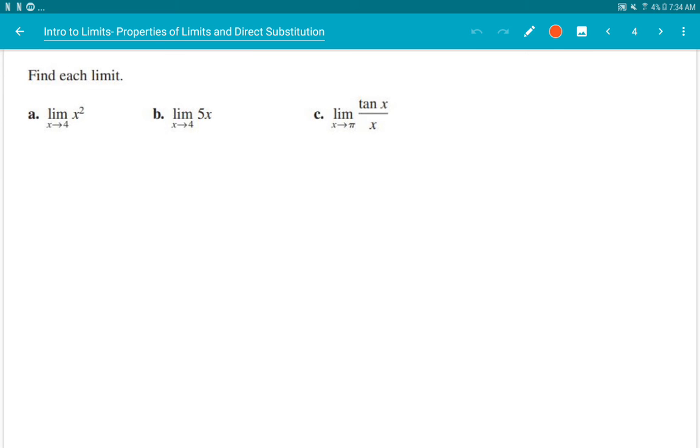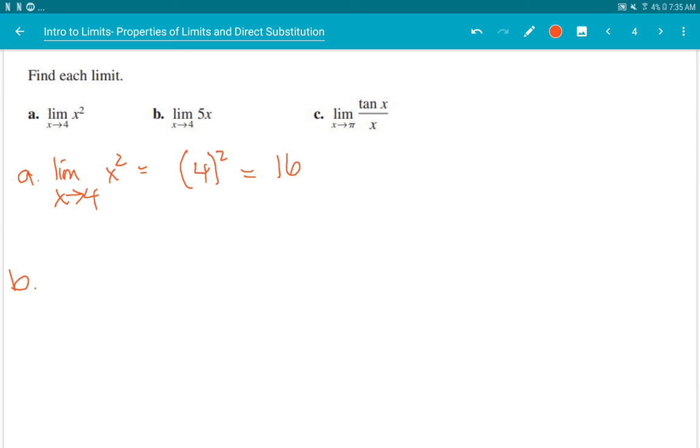All right, so let's actually get into it. Let's find some limits here. Let's look at A. We're looking at the limit as x approaches 4 of x squared. Again, that's a polynomial. It's very well behaved. It's a parabola. So all we have to do here is substitute 4 into the function, and that's going to give me positive 16. So the limit is going to be equal to positive 16.